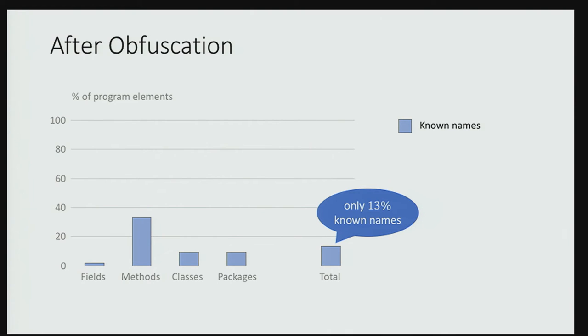The rightmost column shows the overall data for all the program elements. And the summary here is we see that after obfuscation, only 30% of the names remain in the Android application. So everything else is stripped with short names.